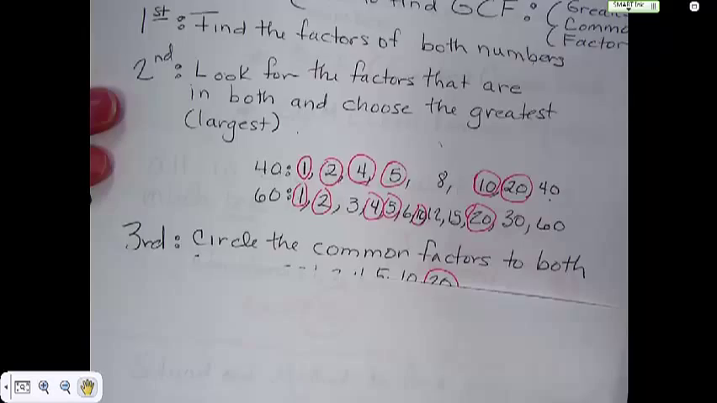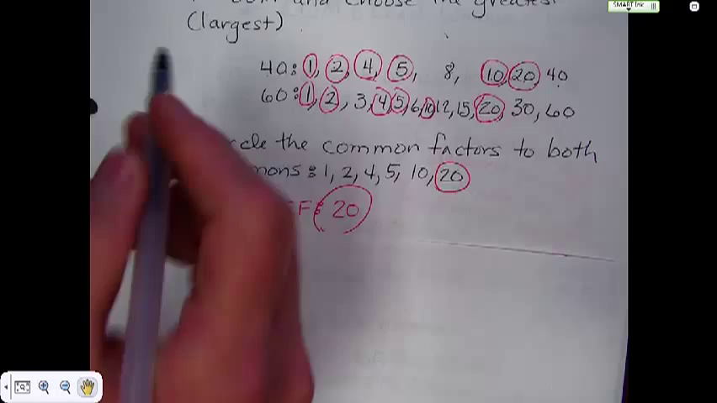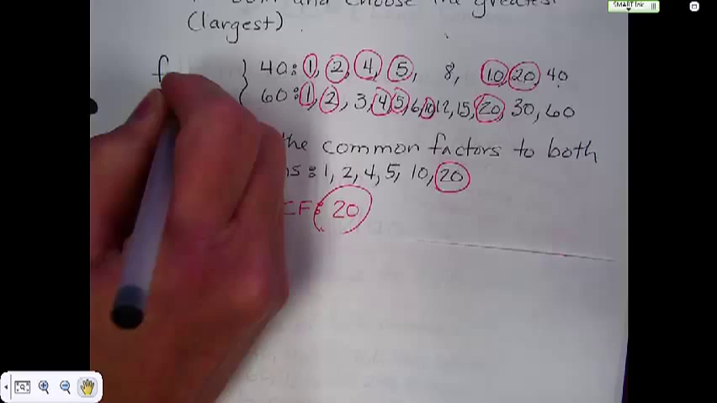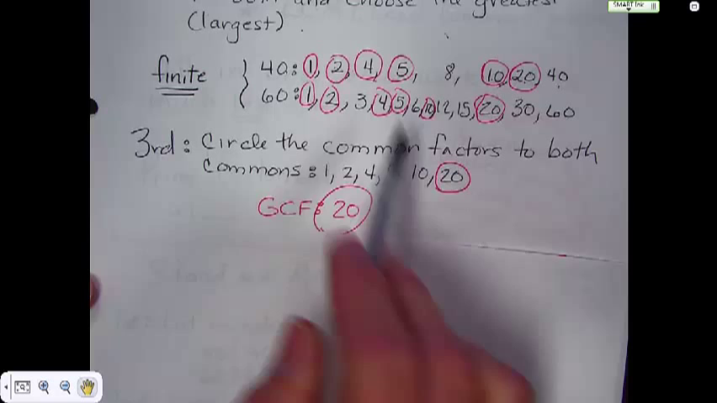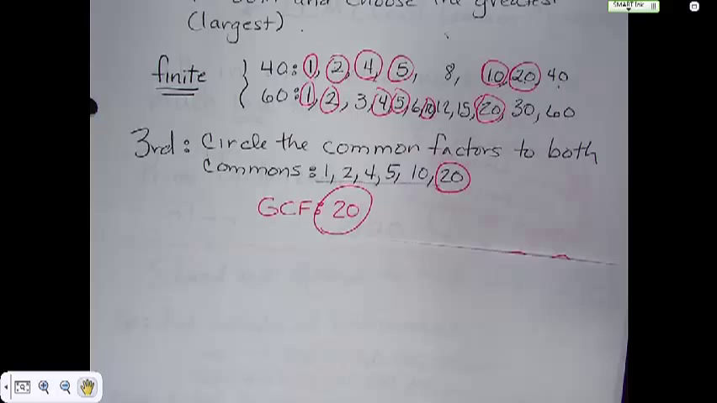So I made a list of them down here, and now you're looking for the biggest one. In this case, the list doesn't go on forever. It is a finite list. So you would write down all of these factors that are common to both, and you would see that 20 is the largest, and so the greatest common factor of 40 and 60 is 20.